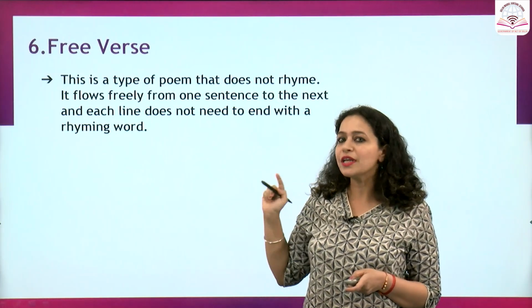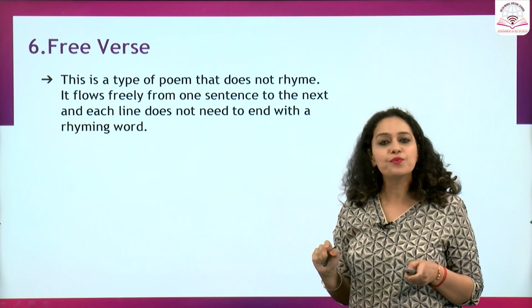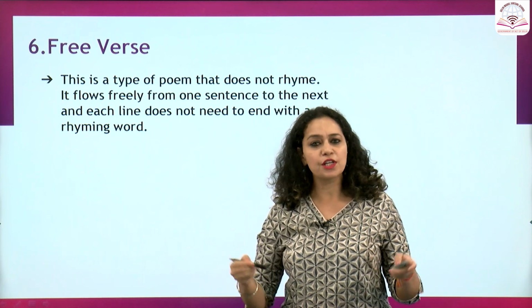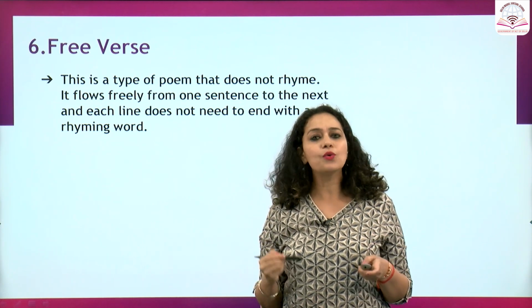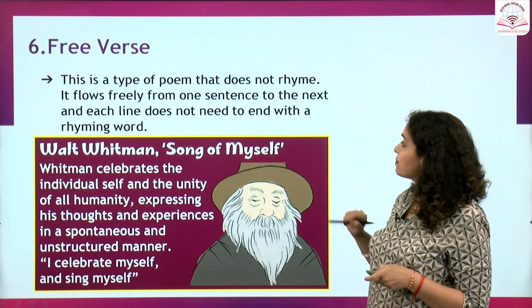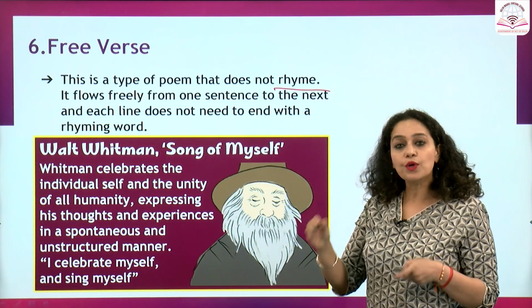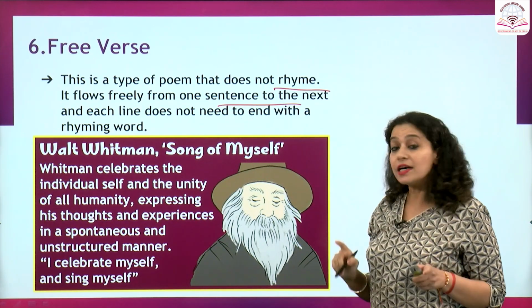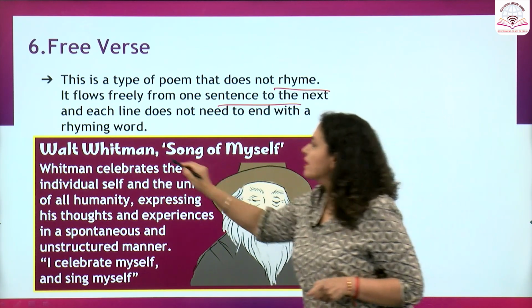Now moving on to the last type of poem, free verse. When poets are expressing their feelings, they express their feelings freely, without any foundation, without any inhibition. That is a type of poem that does not rhyme. It flows freely from one sentence to the next, and each line does not end with a rhyming word.